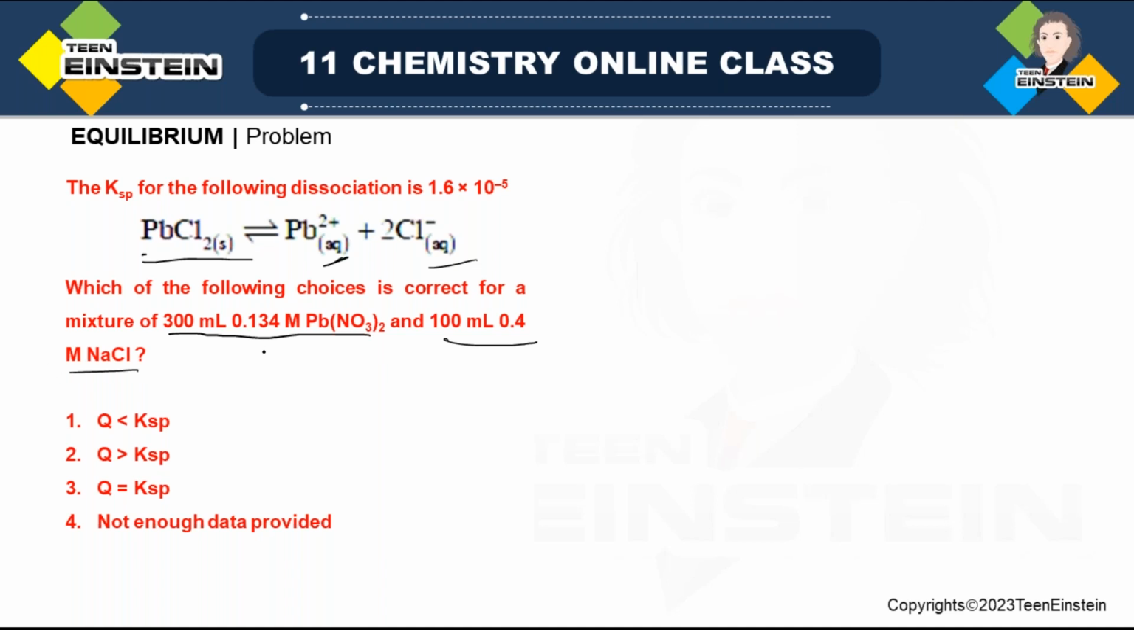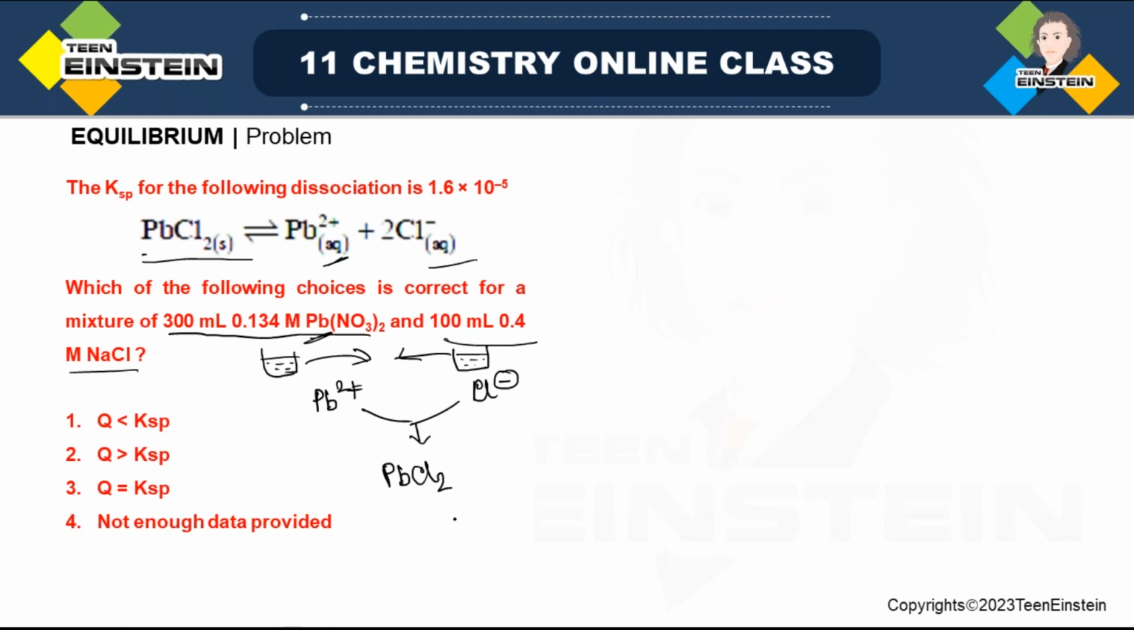So suppose in one beaker you have this solution, in another beaker you have this solution, and now you are adding these together. When you add them, from the first solution you will get Pb2+ ion, and from the second solution, that is sodium chloride, you will get Cl minus ion, right? Now these two ions together will make a new salt, which is PbCl2.